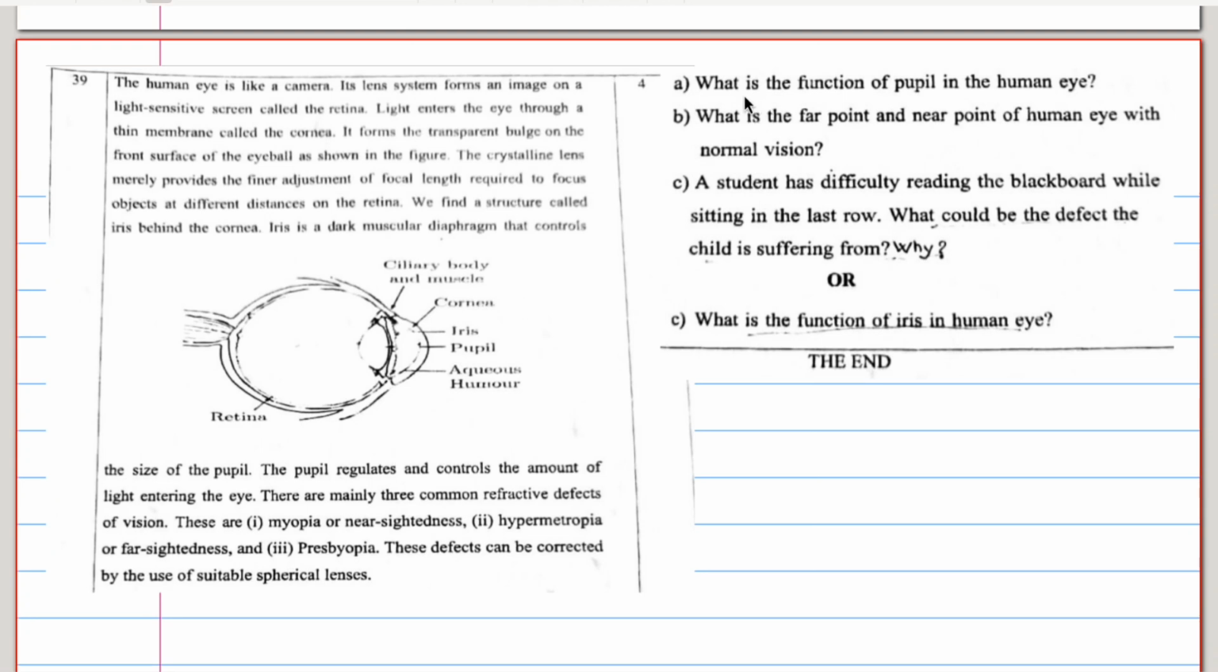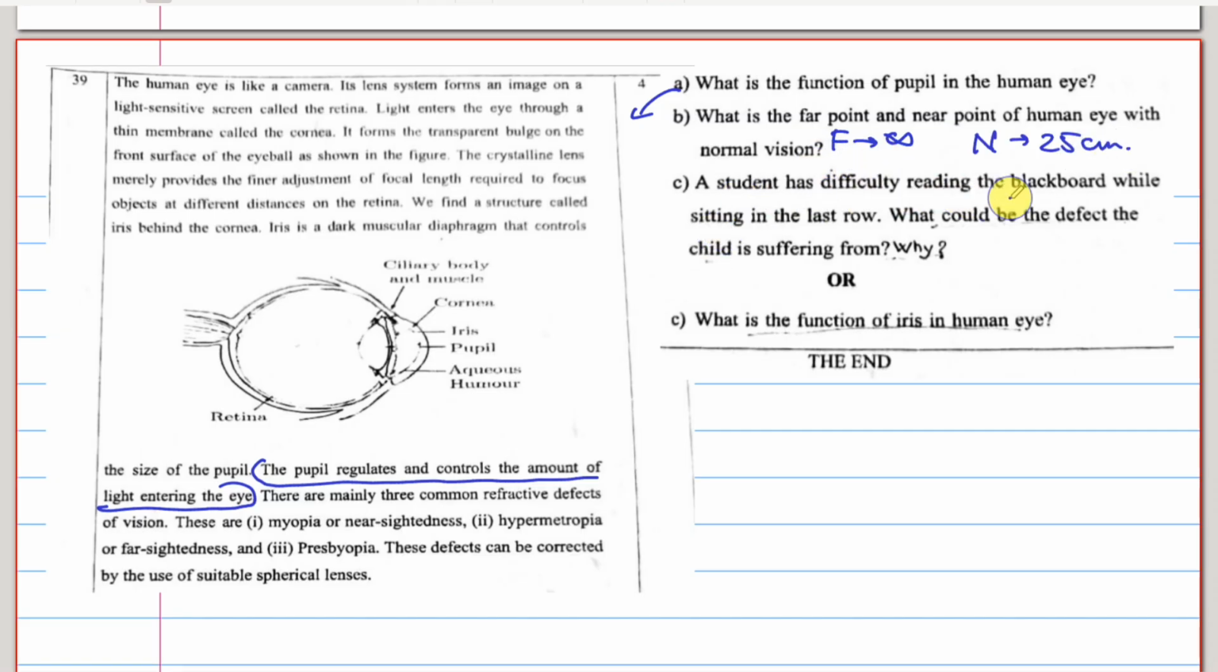The questions being asked are: what is the function of pupil in human eye? The pupil regulates and controls the amount of light entering the eye. They have given us the answer within the paragraph itself. What is the far point and near point of human eye with normal vision? Far point will be infinity, and near point will be 25 centimeters. This is the range of normal vision.